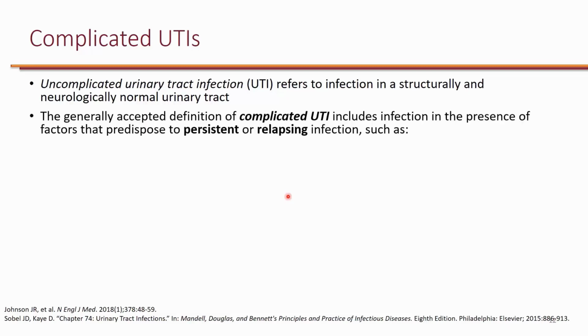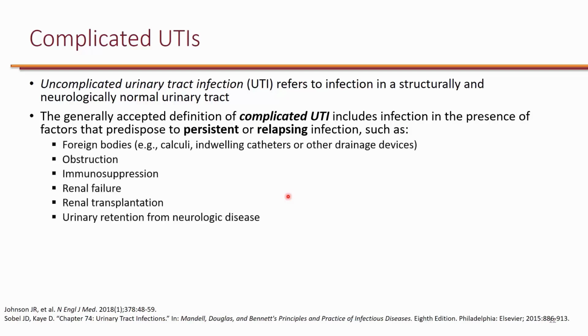We don't have guidelines for complicated UTI, but here's the generally accepted definition for it. It's basically a UTI in the presence of factors that predispose patients to persistent or relapsing infection. So these include if the patient has foreign bodies, the most important one being indwelling catheters. Also, if the patient has obstructions, immunosuppression, renal failure, renal transplantation, and urinary retention from neurologic disease. These are risk factors that basically disrupt the normal flow of the urine, which is supposed to clear the bacteria out and maintain a sterile urine.